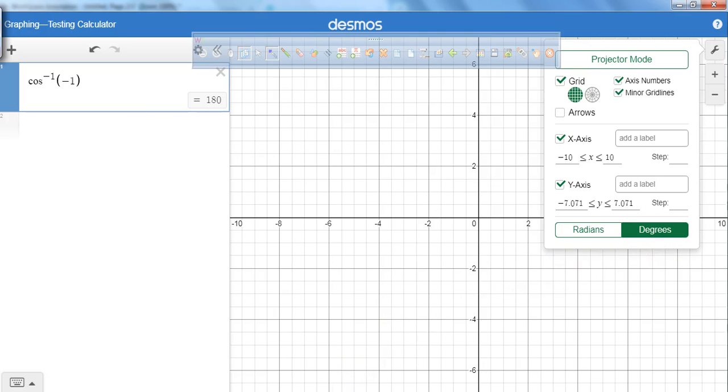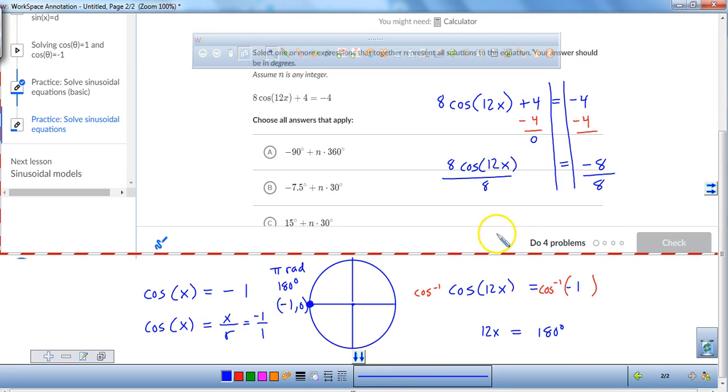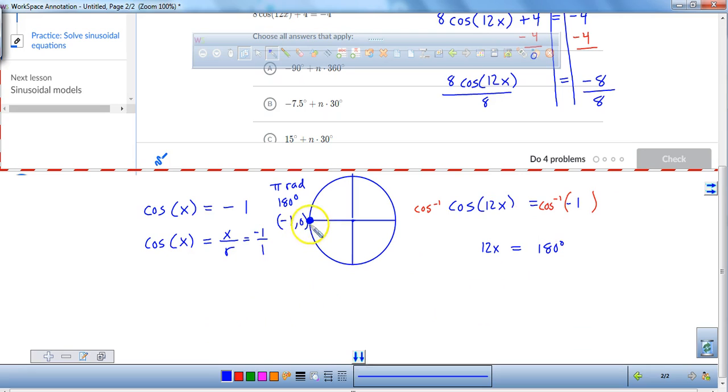Alright. So if we didn't have the 12x, then the answer would be 180 degrees. Like, how could I get to this point over and over again? Well, my answer would be 180 degrees plus 360 degrees times n, where n is an integer. But we can't do that. But I have to divide everything here by a 12.